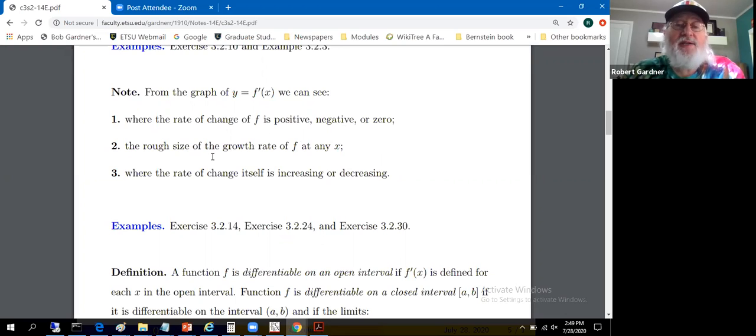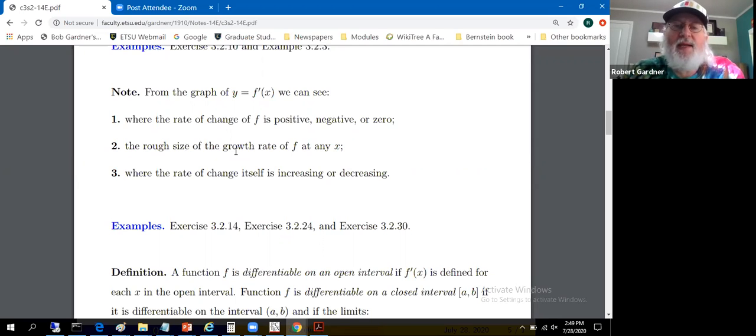The rough size of the growth rate of f at any value x can be determined. The steepness can be determined from how big in magnitude the derivative is. If the derivative is big in magnitude and positive, like in that picture we just saw close to 15, then I expect the graph of f to be really steep and increasing.